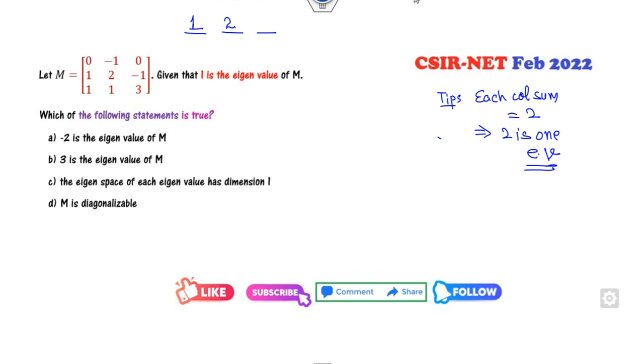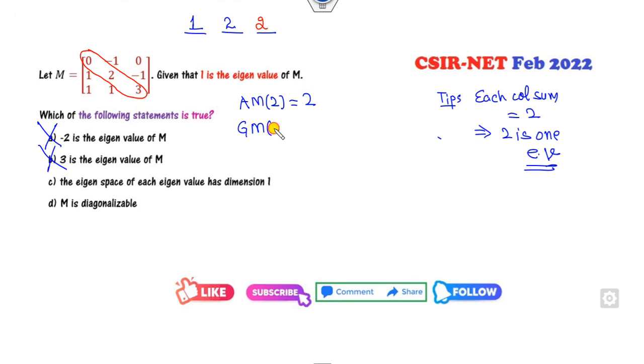Now you know 2 eigenvalues. Can you find the third eigenvalue? By the trace. The trace is 5. So the third eigenvalue is 2. Minus 2 is an eigenvalue, plus 3 is an eigenvalue. M is diagonalizable. So I can see the algebraic multiplicity is 2.